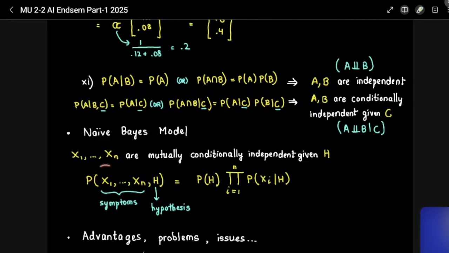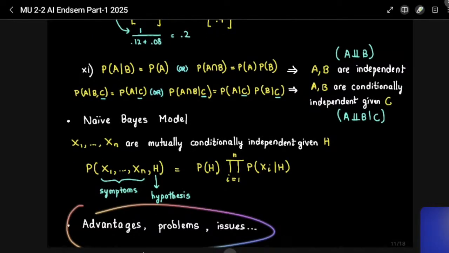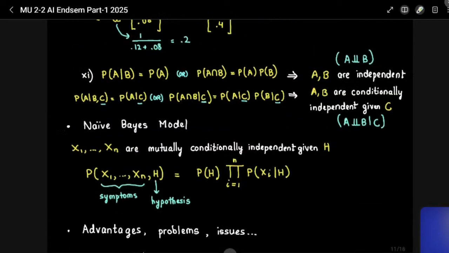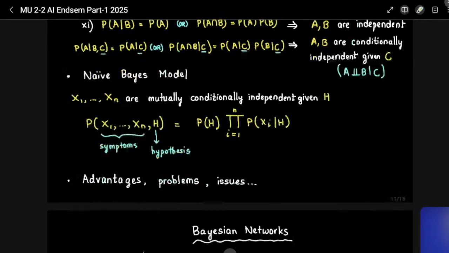So symptoms, let's say you are diagnosing some medical issue, then you can use this model or something like that. And then you have some theory about advantages, problems and issues. You can go through the slides. So next is Bayesian networks.